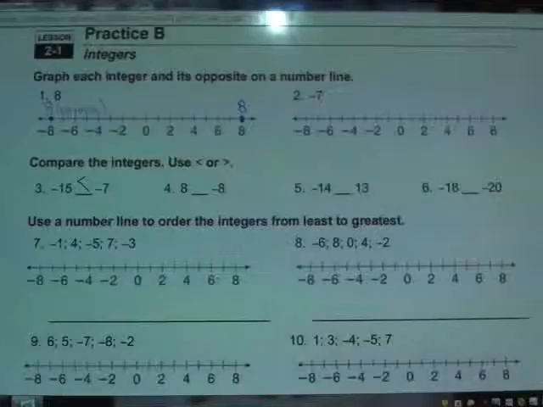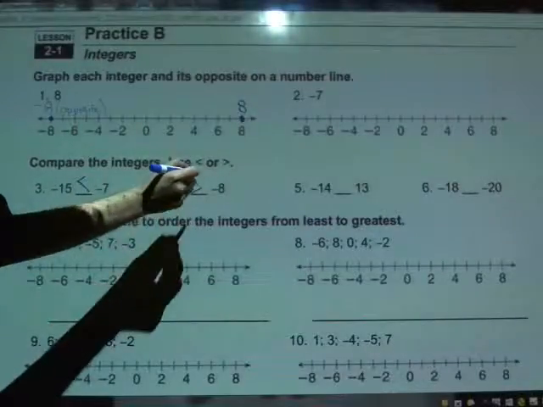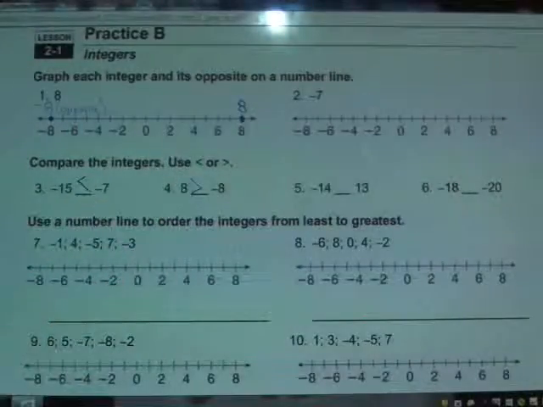Notice in number 4, though, they've actually made it really easy for you because they're comparing a positive and a negative. Well, any positive number is always bigger than any negative number. So when we compare 8 and -8, 8 has to be bigger than -8. And of course, the same would be true for 0 compared to any negative number. 0 is always bigger than any negative number.